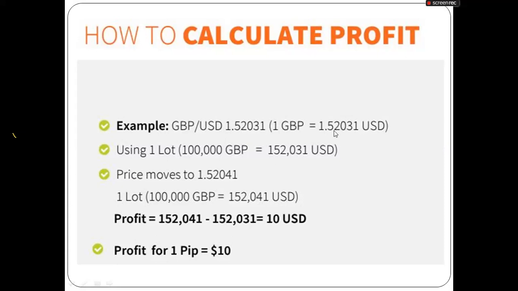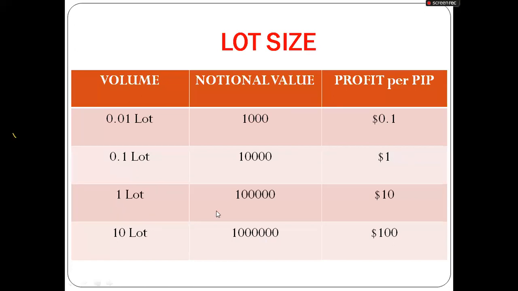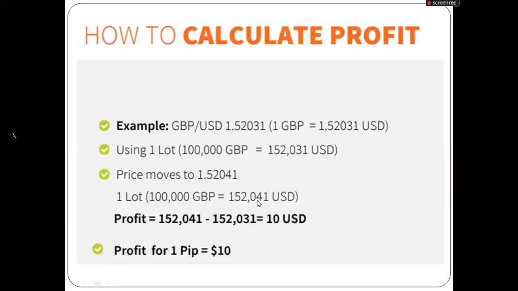Now, it then moved from this price to this price. Still do the same multiplication. Since it's still one lot size, 100,000, and then 100,000 times this one, we have this one. If you subtract the difference, 152,041 minus 152,031, you're going to get 10. That is why we said that one lot size, which is 100,000 notional value, is $10 per pip. Because what moved here was just 1 pip, from 3 to 4, by using the fourth digit. So it has moved by just 1 pip, which is 10 points. 10 points is 1 pip. That's how we got $10.